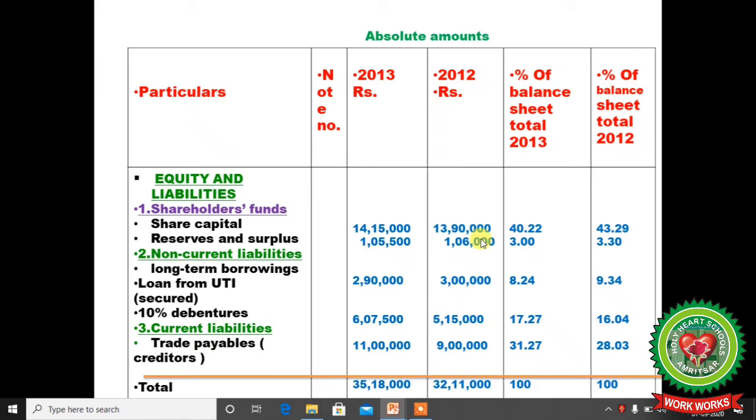Just in the same way, calculate for 2012 also: 13,90,000 multiplied by 100 divided by the total 32,11,000 gives you 43.29. Okay. So for reserves and surpluses, for 2013, 1,05,500 multiplied by 100 divided by 35,18,000 gives you the percentage 3. And in the case of 2012 reserves, 1,06,000 multiplied by 100 divided by 32,11,000 gives 3.30. So in the same way, calculate the long-term borrowings and the current liabilities also.